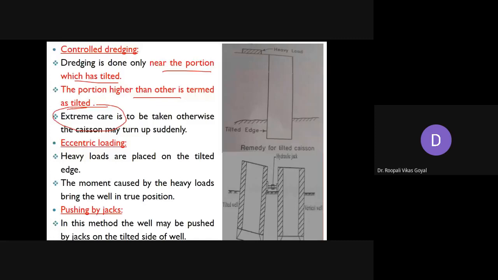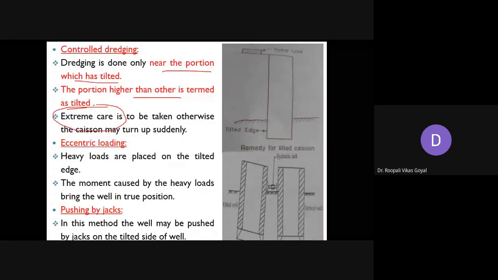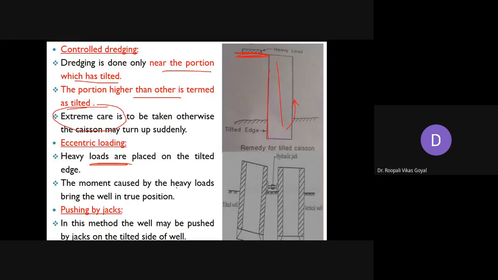Next is eccentric loading. Heavy loads are placed on the tilted edge. Here you can see this is the tilted edge. Apply heavy load on it in the reverse direction. That will try to compensate for this tilting. So the moment caused by the heavy loads brings the well into the true position.